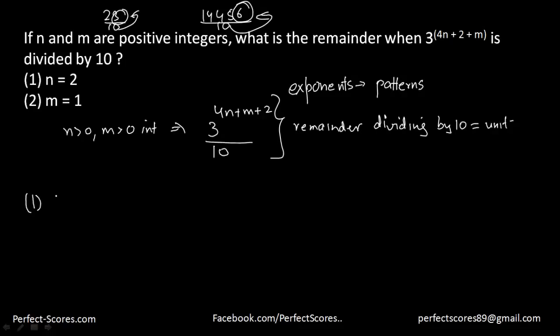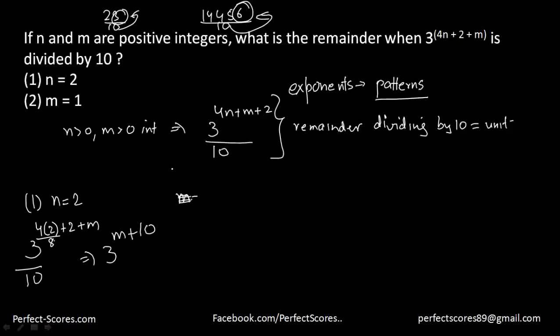First statement over here says that n is equal to 2, right? So this is what the first statement says. So this is going to be 3 to the power 4 into 2 plus 2 plus m, divided by 10. This is going to be 3 raised to the power m plus, so 4 into 2 is going to be 8, 8 plus 2 is going to be 10. Now let's go ahead and plug in, guys. Now we have to find the cyclicity of 3, because it will always be patterns.